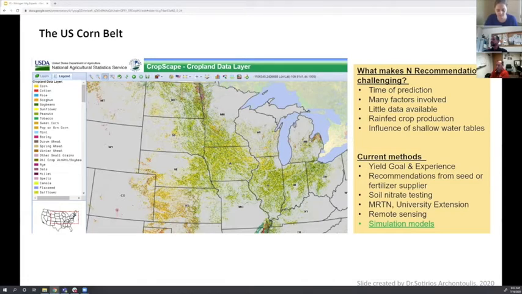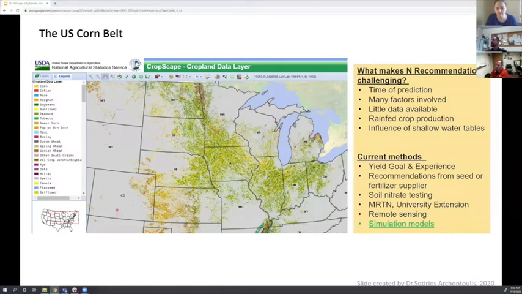Farmers start applying nitrogen to the cornfields 4 or 5 months before planting. Of course, the majority goes around planting, a couple of weeks before planting, and a little during the season. So predicting the optimum nitrogen months before planting is extremely challenging.